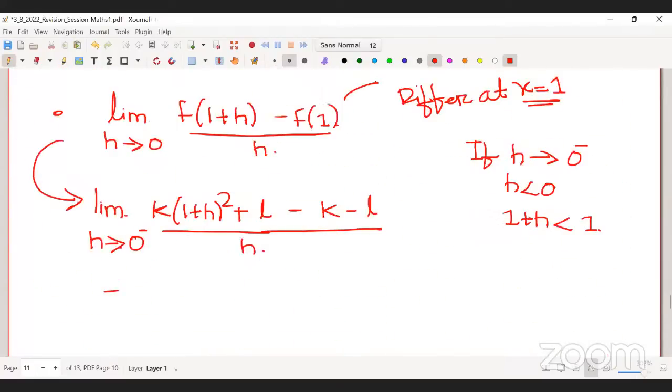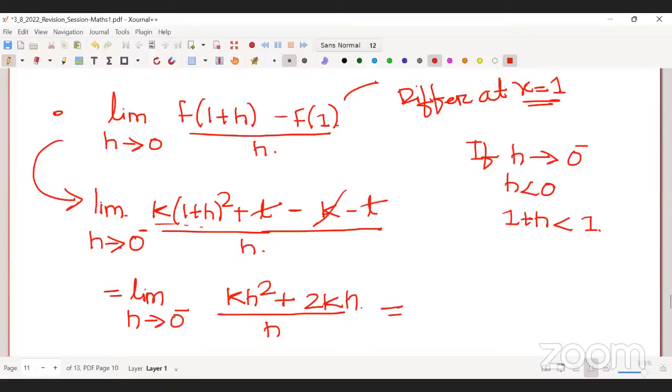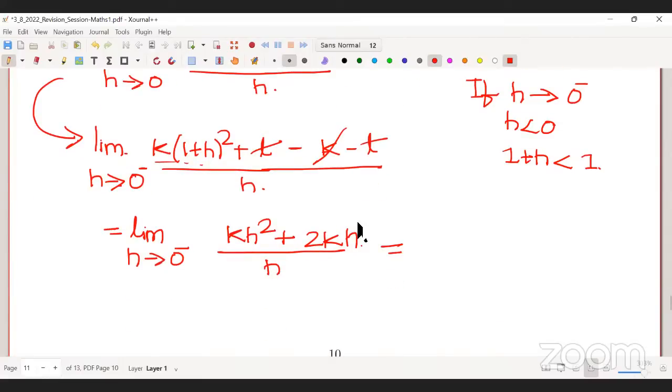So finally, if I take the limit, the K and L terms cancel, and finally I will get K h square plus 2K h, divided by h. And what will be the final limit? 2K. Correct.